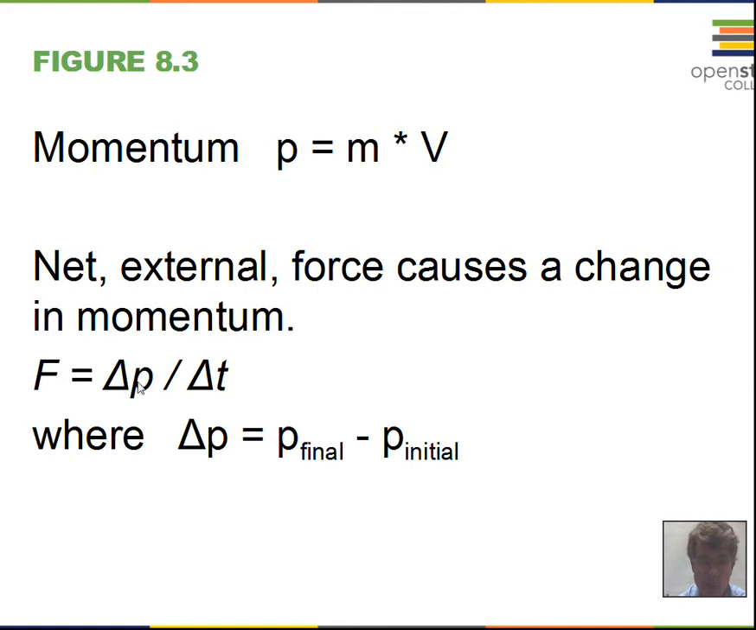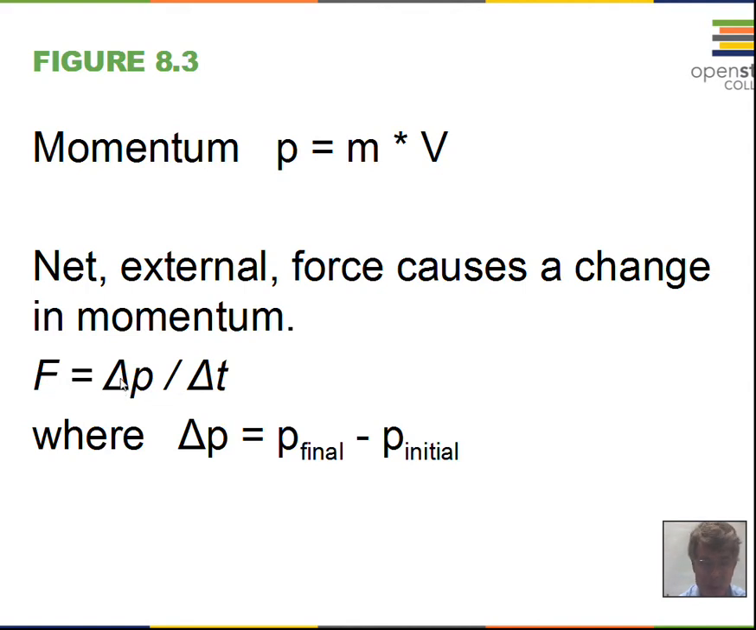Again, delta is change, so momentum final minus momentum initial, and that occurs over a certain time interval. If someone tells you the final momentum and the initial momentum, and those directions are going to be part of that, you subtract those and divide by the length of time for that change to take place, then you would have the average force, the net external force, applied to the object. So this is Newton's second law. Net external force causes a change in momentum.